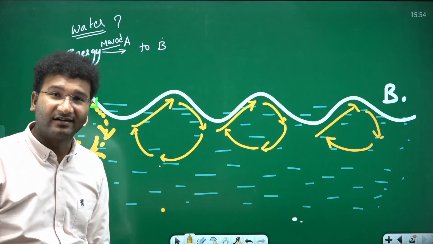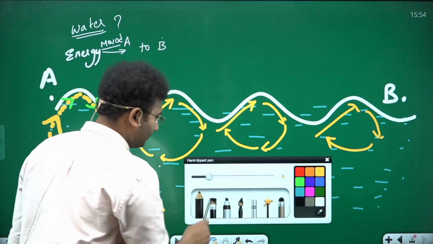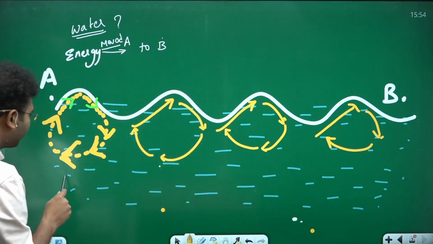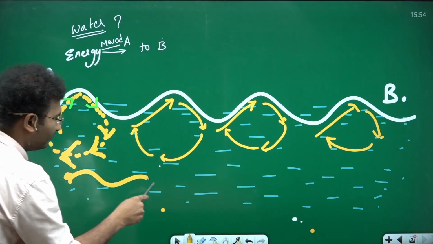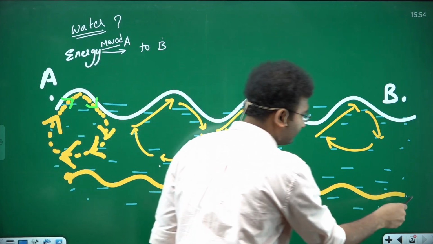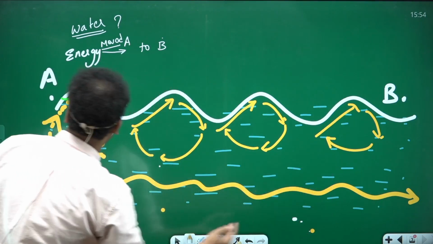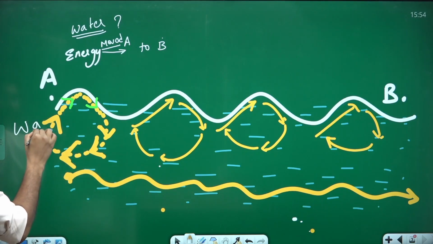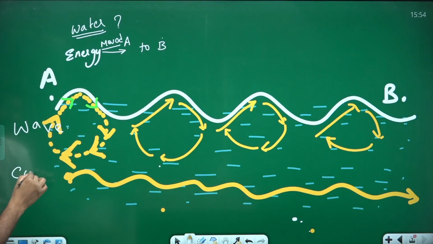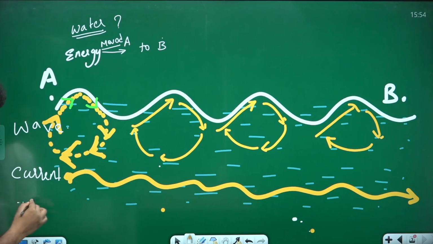But what about current? In a current, the water moves like this. The water from point A will move further. This is called a current. So this is your wave, and this is current. Now what do you mean by tide?